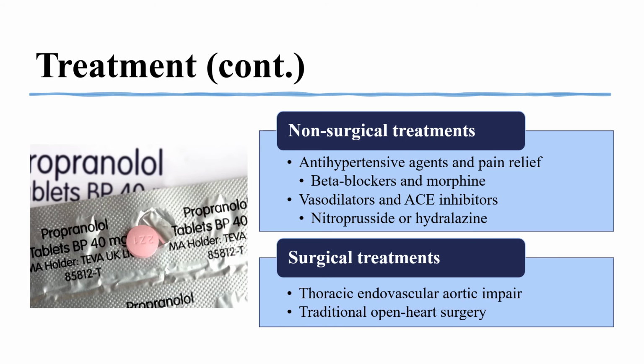Like I said, for uncomplicated cases, physicians may use antihypertensive agents like beta blockers to lower the blood pressure, and pain relief like morphine for the chest pain. They can also use vasodilators and ACE inhibitors like nitroprusside or hydralazine for the dilation of blood vessels. For surgical treatments, there are thoracic endovascular aortic repair or traditional open heart surgery. And later we're going to go deeply discussing the difference between these two.